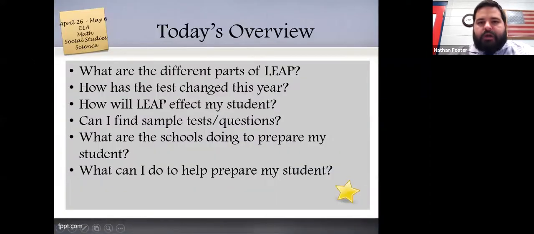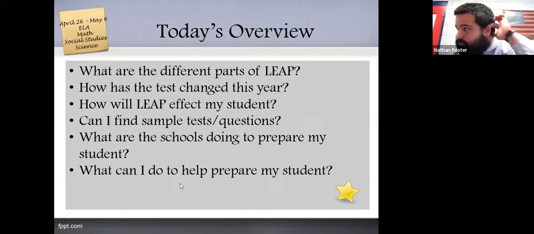So today's overview, we're going to talk about what the different parts of LEAP are, how the test has changed this year, how LEAP will affect your student, letting you take a look at some of the sample testing and questions, and talking about some of the things that we're doing to prepare your students, as well as what you can do as parents at home to prepare your students as well, because this is a team effort, and it's definitely something that all of us together are a part of in order to best help our students.